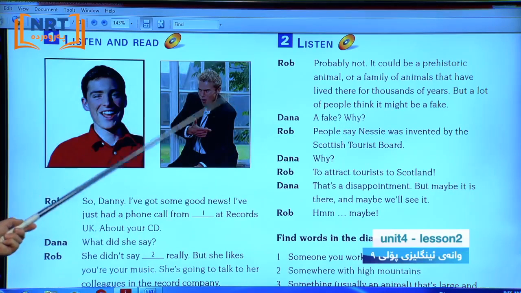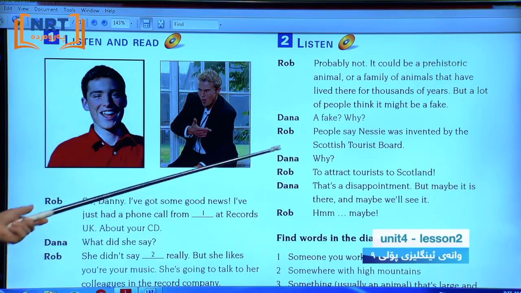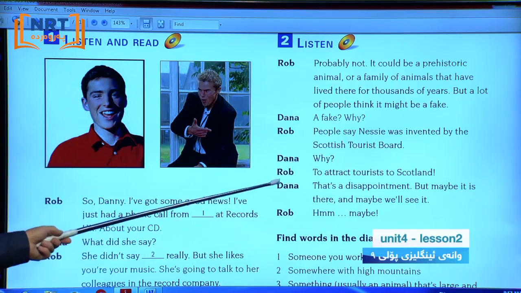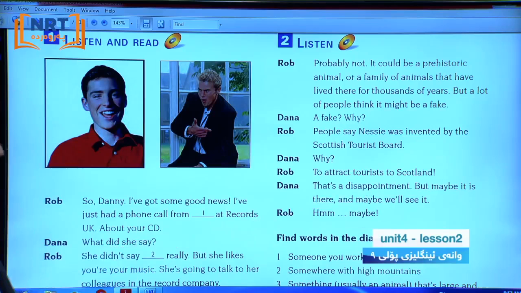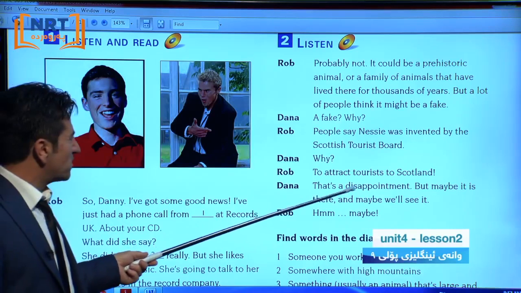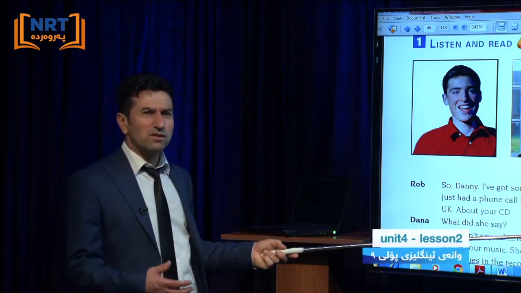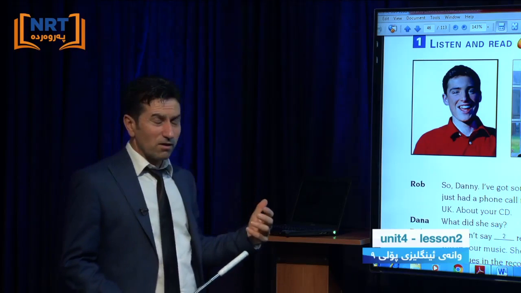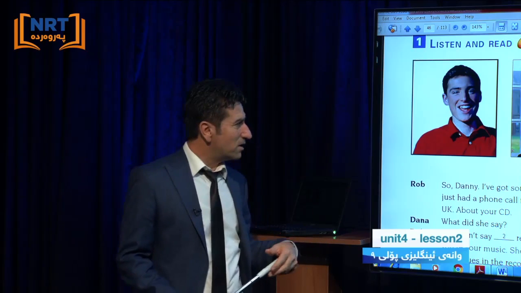People say this is real news about it. Okay, real fact. Rob said it was invented to attract tourists to Scotland, and that's a disappointment. That is what? Disappointment. Okay, we talked about disappointment: something you don't like, or it's not exciting. Dana wants us to see the monster.